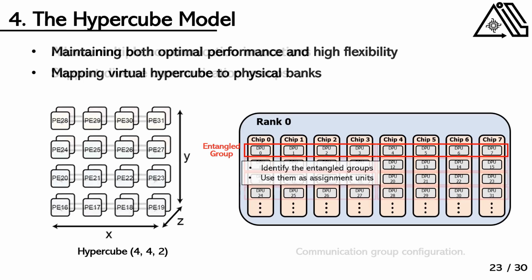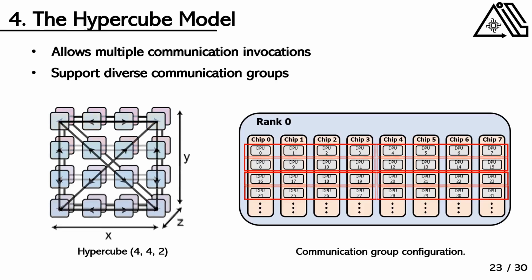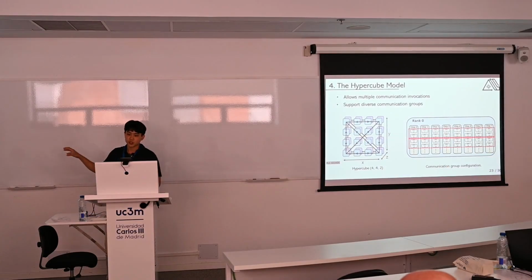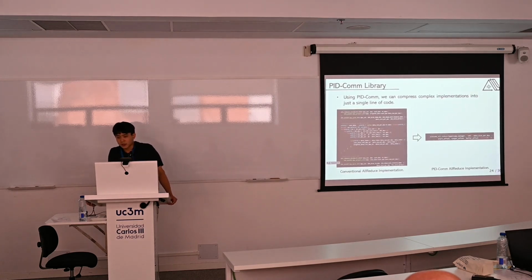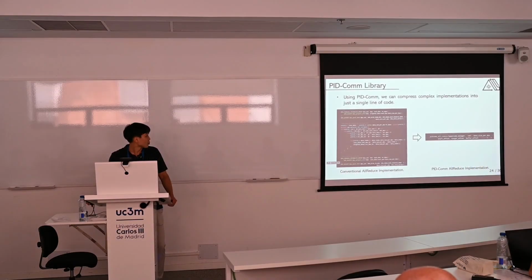So the users may, let's say, communicate along the x-axis for the first invocation, and then in the next invocation, communicate in communication groups parallel to the xy plane. Although the communication groups change, our library can appropriately handle these situations without help from the user. Also, using our library, we can compress complex implementations into just a single line of code while improving its performance at the same time. It is just as simple as that. For more information on the implementation, please refer to our paper or our GitHub repo, which is to be shown on the last page.